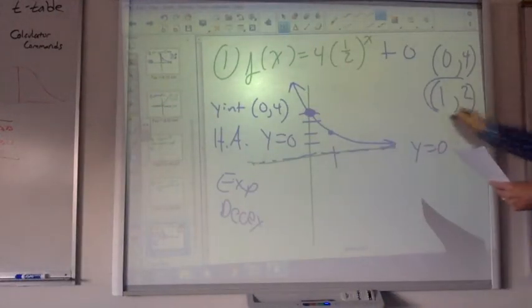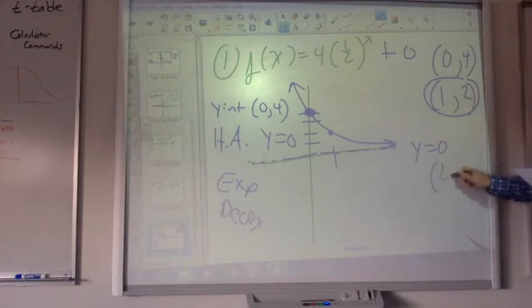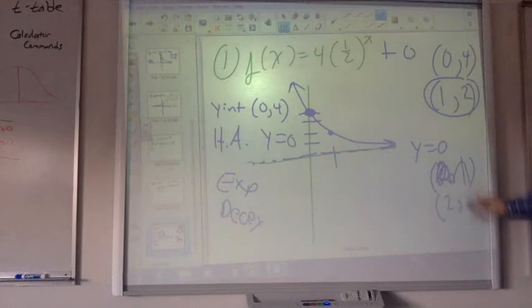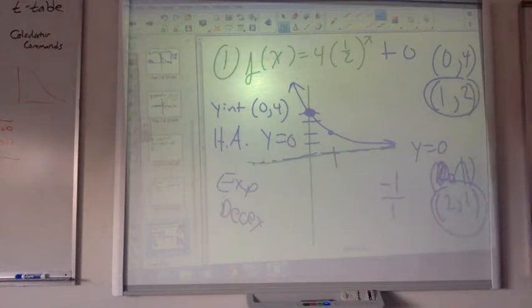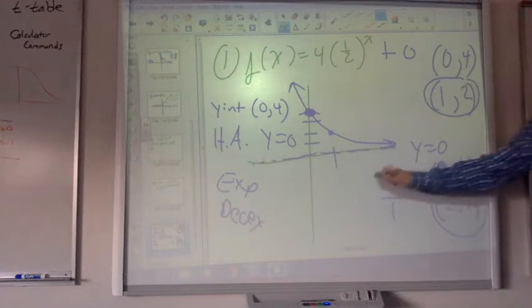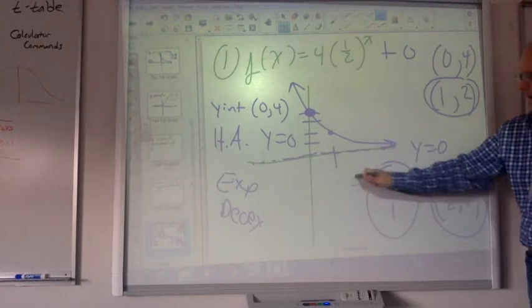So I need this point here, and then I need to figure out another point here. So I'm going to plug 2 in. Half squared is a fourth. A fourth times 4 is 1. So that's 2 comma 1. Then I'm going to find the slope between these 2 points. 1 minus 2 is negative 1. 2 minus 1 is 1. So what's the rate of change between 1 and 2? This is the answer to E.